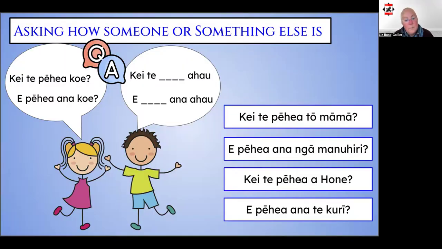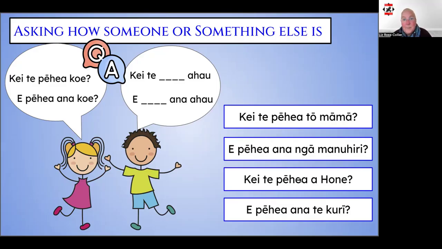Here's a few more examples of how this sentence structure can be used. We might want to ask how another person is. Kei te pēhea tō māma, how is your mother? Or e pēhea ana ngā manuhiri, how are the visitors? If you were using a person's name, you will need to use a before their name. Kei te pēhea a Hone, how is Hone?